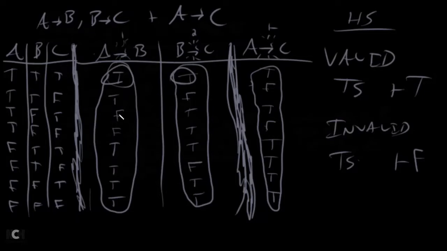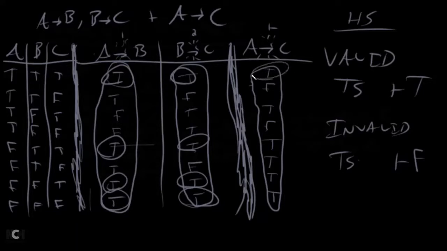Okay. Nope. There's an F here. There's an F here. All T's. There's an F here. All T's. And all T's. So really, the only rows I care about are the ones where you see all the T's here. So this one I care about, this one I care about, this one I care about, and this one I care about. So what do I have over in the conclusion column?